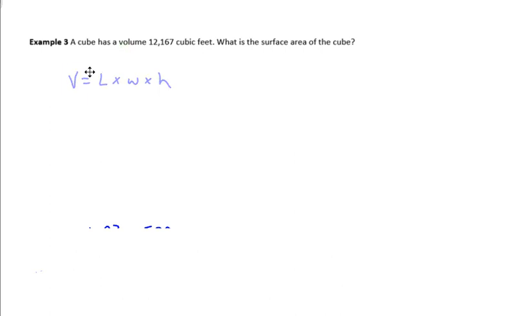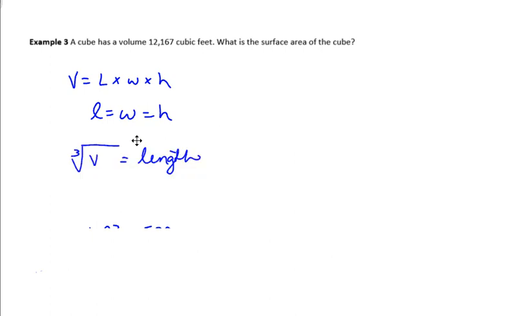First thing that we want to remember is that volume in a cube is going to be equal to length times width times height. If it's a cube, that means that each length, width, and height should be equal. So we can say that length would equal width would equal height. And again, that's because a cube is made up of sides that are squares. A square has the same length and width, which would also make it the same height. So we know that if we take the cubed root of the volume, we're going to get the length.